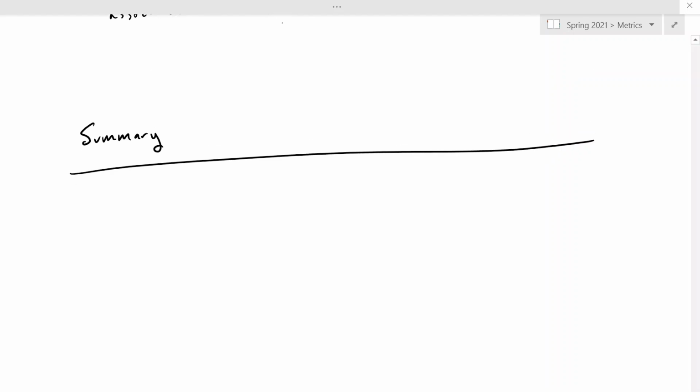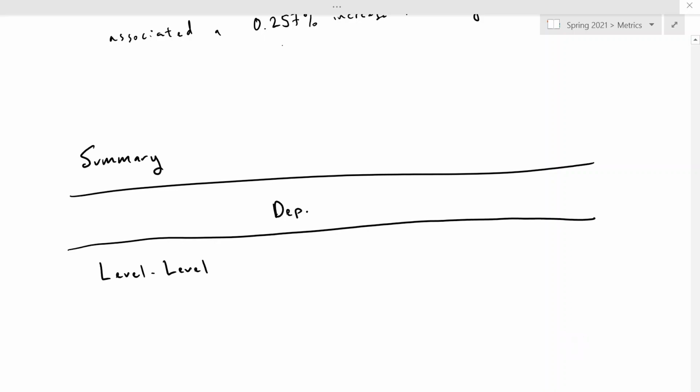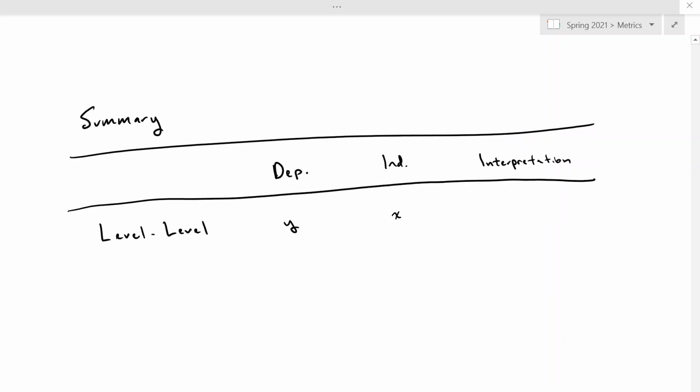But actually we'll start first with level regression. And so I'm going to write down what we use for the dependent variable, what we use for the independent variable, and the interpretation. So the dependent variable for level is just straight up y. For the independent variable, it's straight up x. I'll do the interpretations last.